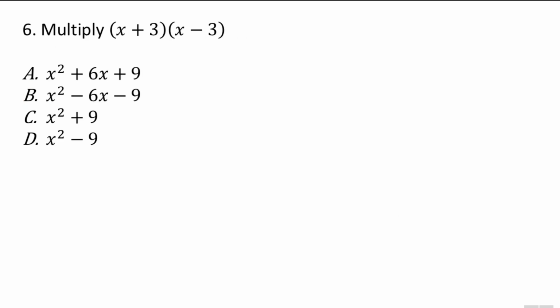Now let's have a look at question 6, guys. Multiply. In our first bracket we have x plus 3, and in our second bracket we have x minus 3. I want you to pause the video, try this question, and when you finish, play the video to see if you got the same answer. Okay, let's have a look now, guys. I want you to look carefully at this question and see what you observe. You should realize that both brackets have exactly the same terms. The only difference in the two brackets is that one has a plus sign and one has a minus sign.